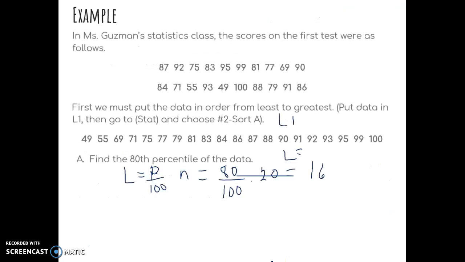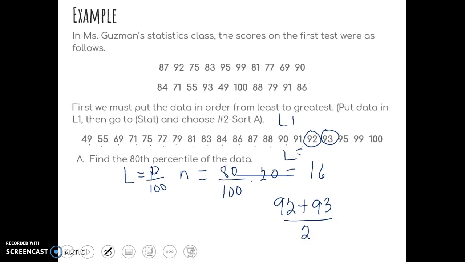Okay, so the 16th number, 1, 2, 3, 4, 5, 6, 7, 8, 9, 10, 11, 12, 13, 14, 15, 16. This is the 16th number. This is the number right after it. So we're going to take the average of those two. We're going to say 92 plus 93, and divide that by 2. So 92 plus 93 is 185 divided by 2, and we get 92 and a half. So that means that the 80th percentile is 92.5.